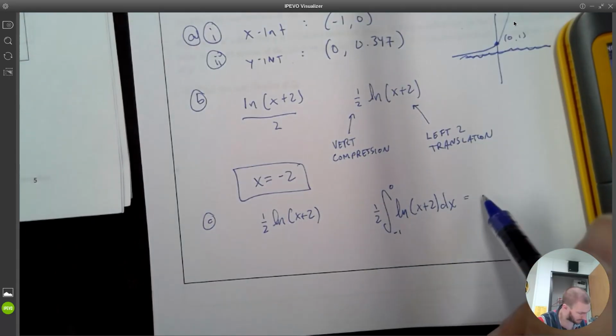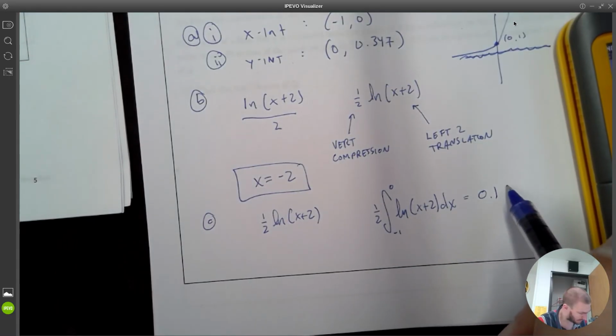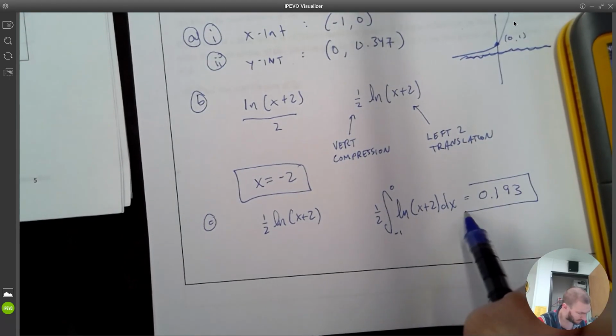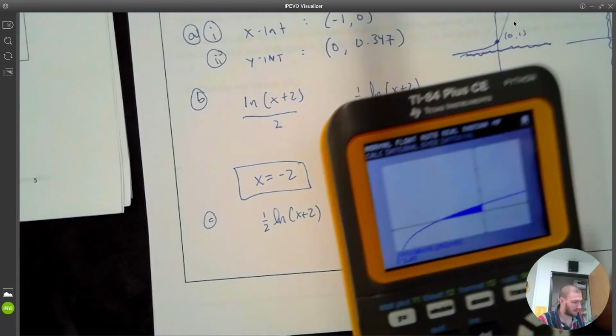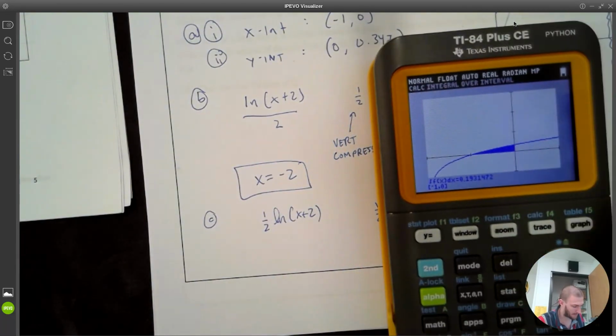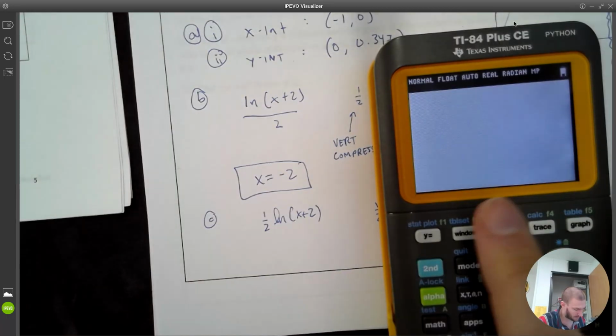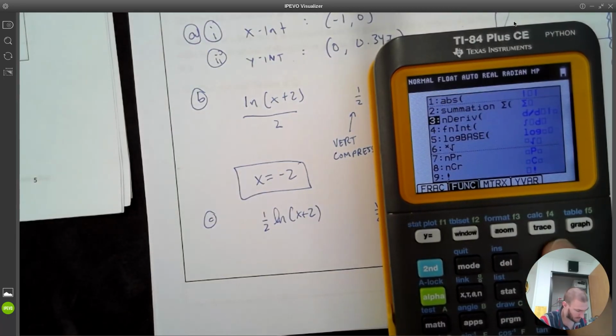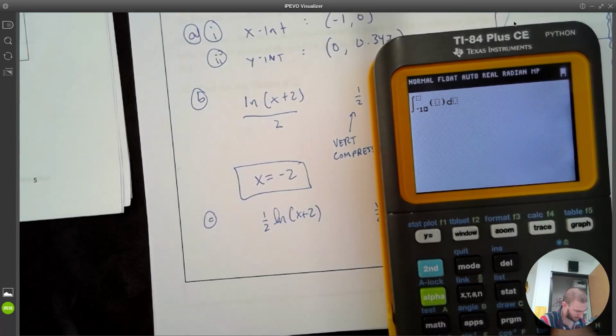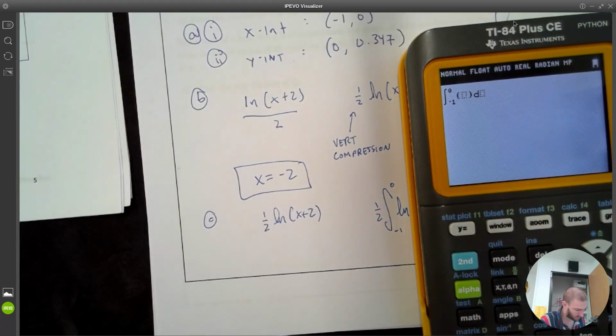It's telling me 0.193. And yeah, not too bad. I could also out here do a calculate the integral from -1 to 0. I just need to type this whole graph in again.